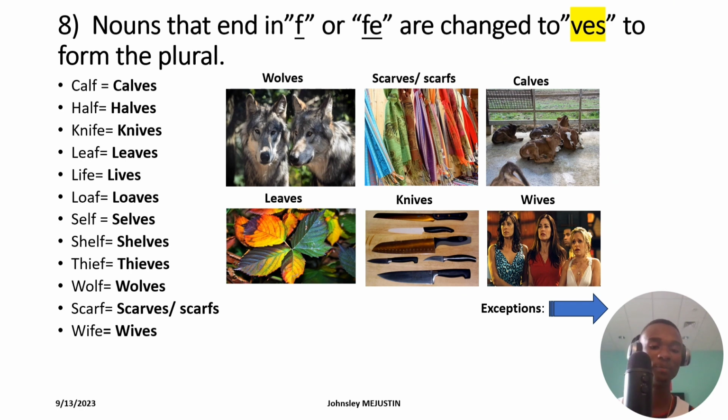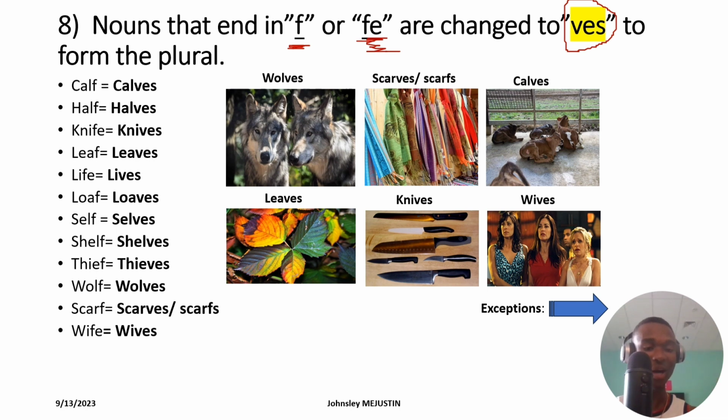Okay, number 8. Nouns that end in f or that end in fe are changed to ves to form the plural. For example, we have calf. Do not pronounce that l, please. Not the l, but calf. Say calf. Calf, calves.